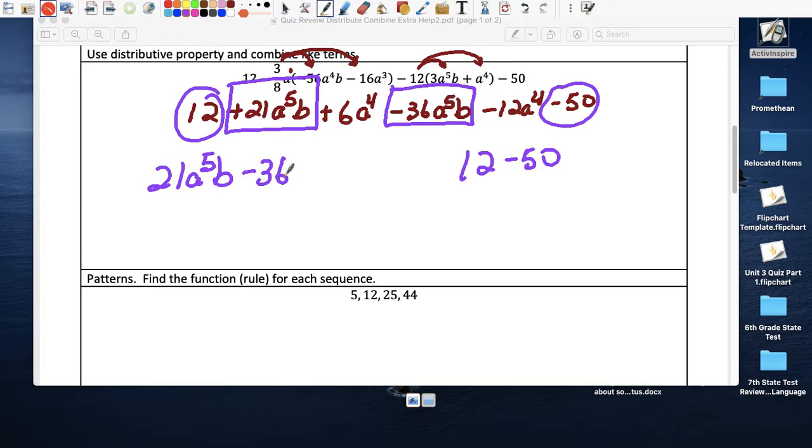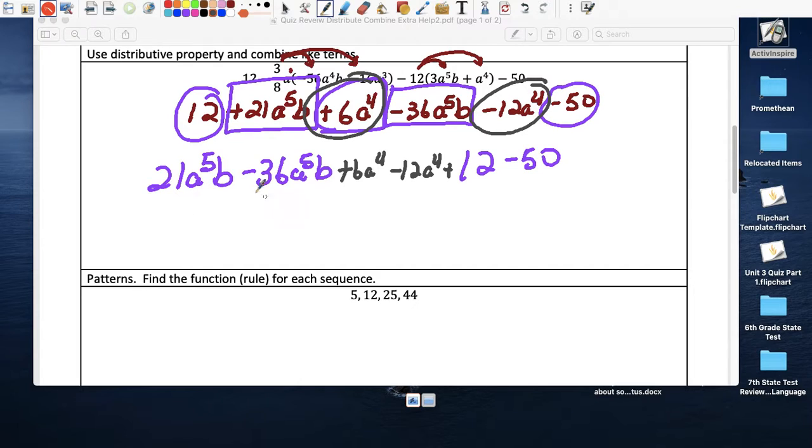They're same variables raised to the same exact power. And then these two, I'll change colors. This guy and this guy are like terms. And be careful, it's plus 6a⁴ and minus 12a⁴. So I put them side by side. Again, remember when we're subtracting and adding, that stays, and we just add or subtract the coefficients, and that's going to give me negative 15, something a⁴, and we do 6 minus 12, which is negative 6. And finally, positive 12 and minus 50 is just negative 38. So that's it.